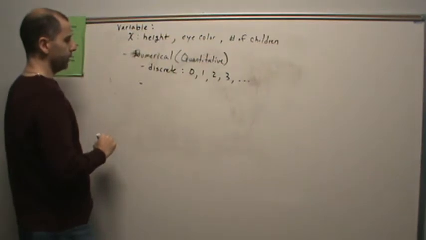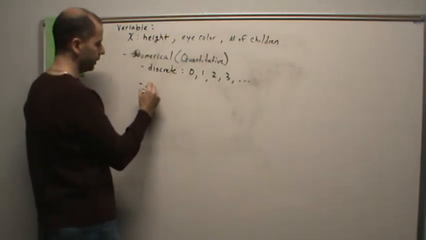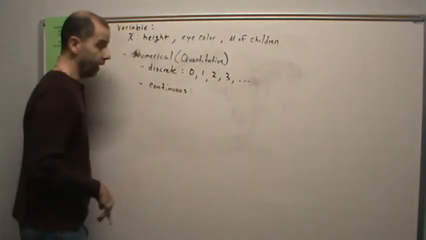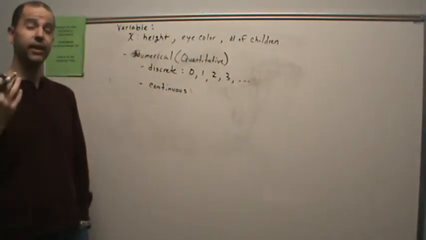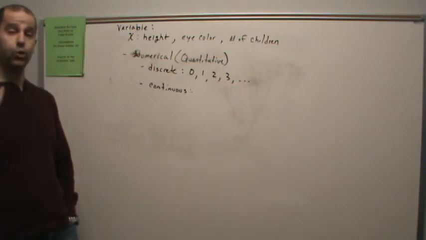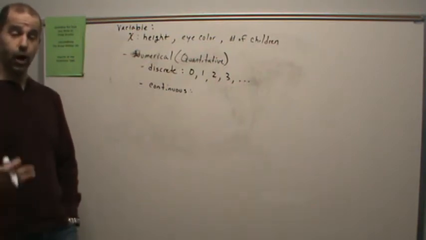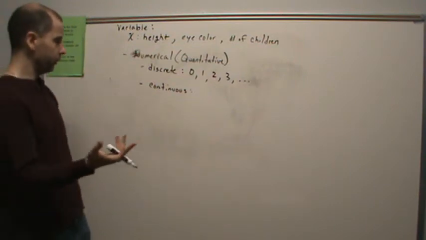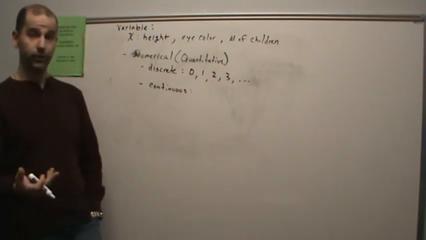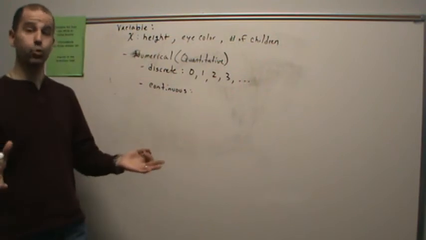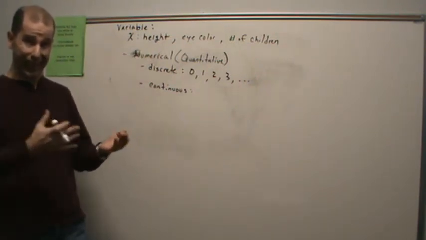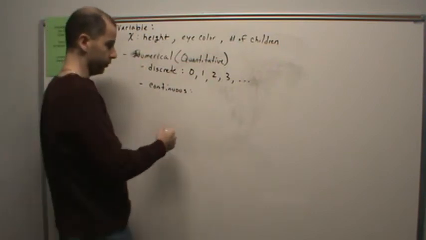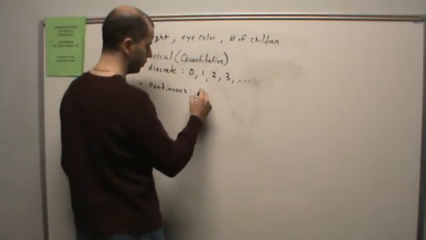Another type of numerical variable is what we call continuous. What is a continuous random variable? Continuous random variables are variables that you can't count. They're uncountable, and they're also infinite. Continuous variables are usually described as a range of values. We can't count them, but we can represent them as a range of values. So what's an example? Well, temperature.